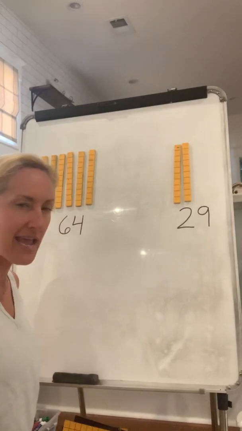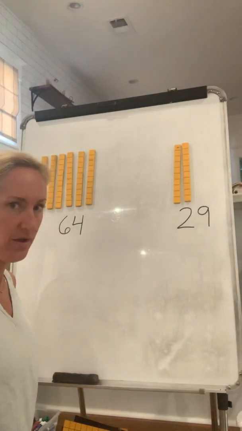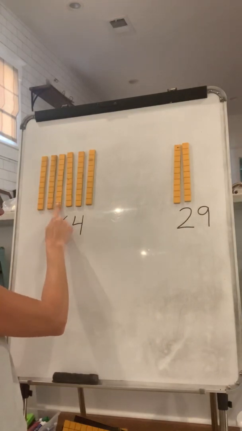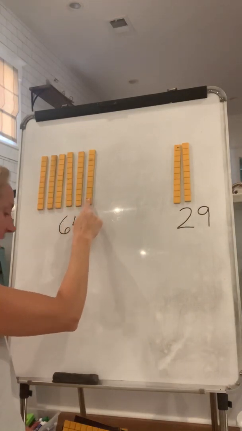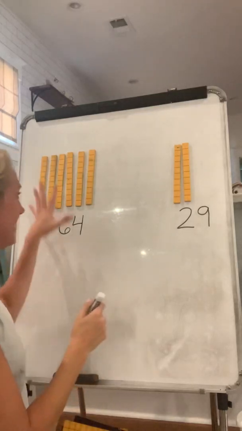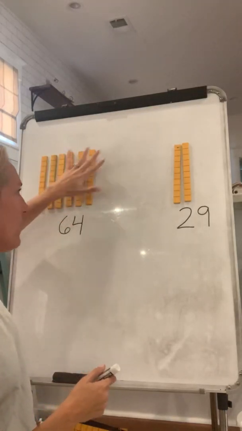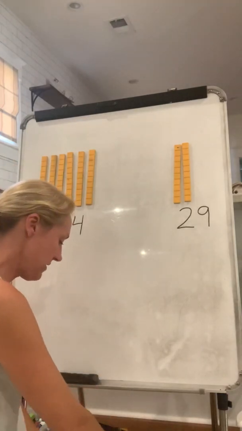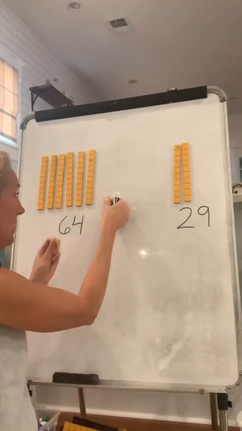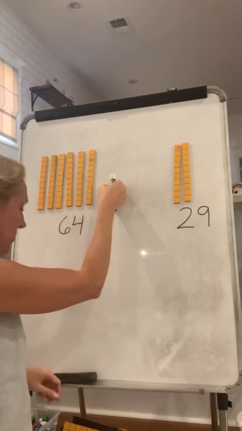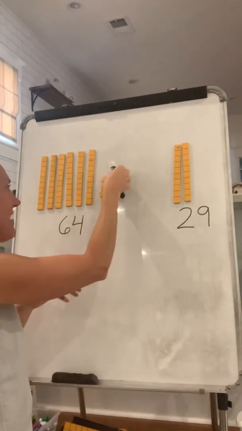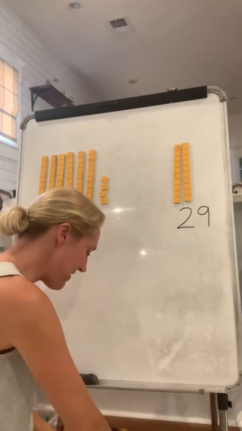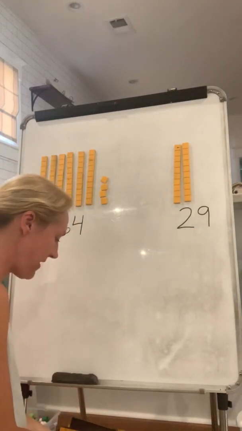What is 6 tens worth? What's the value if we're counting by tens? 10, 20, 30, 40, 50, 60. So this is 60 right here, and this is 20. So we have 64. 1, 2, 3, 4. But that's not another 10. So we're looking at our tens. And then here's 29.